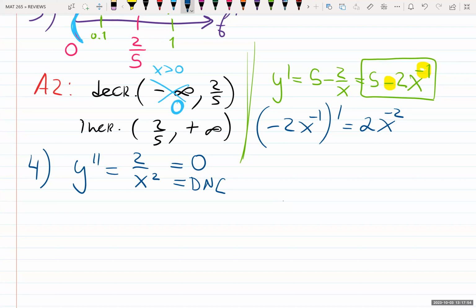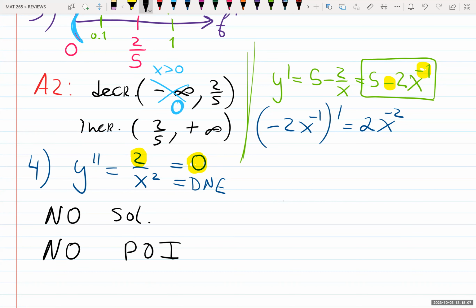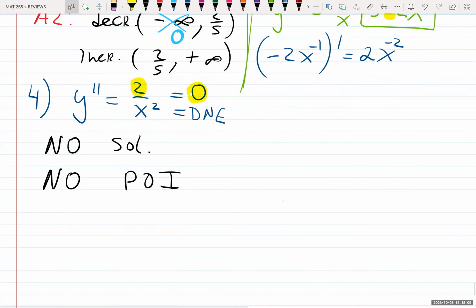Set it equal to 0. Guess what? 2 cannot be 0. Isn't it crazy that 2 is not 0? That means there will be no solutions. If there's no solution, there can be no points of inflection. But does it mean there's no concavity? That's not how it works. You still need to figure out the concavity.